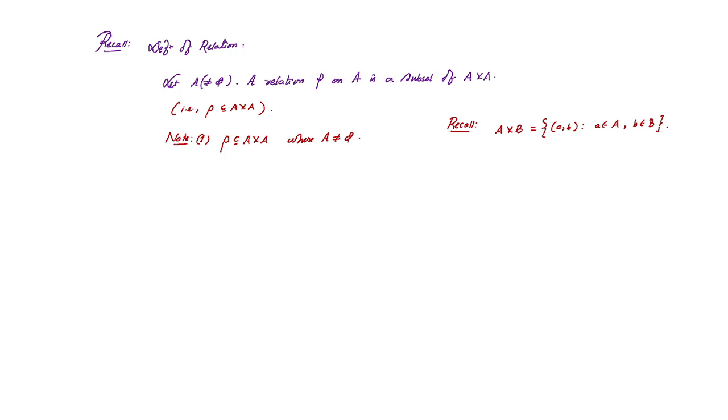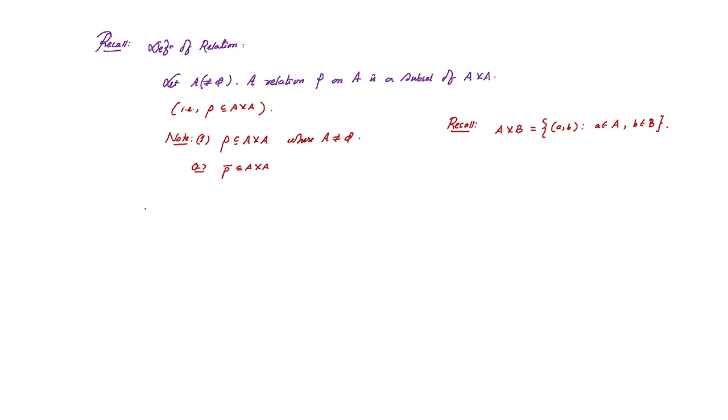Now our second note, note 2: rho bar is also a subset of A cross A. Rho bar basically represents not related.